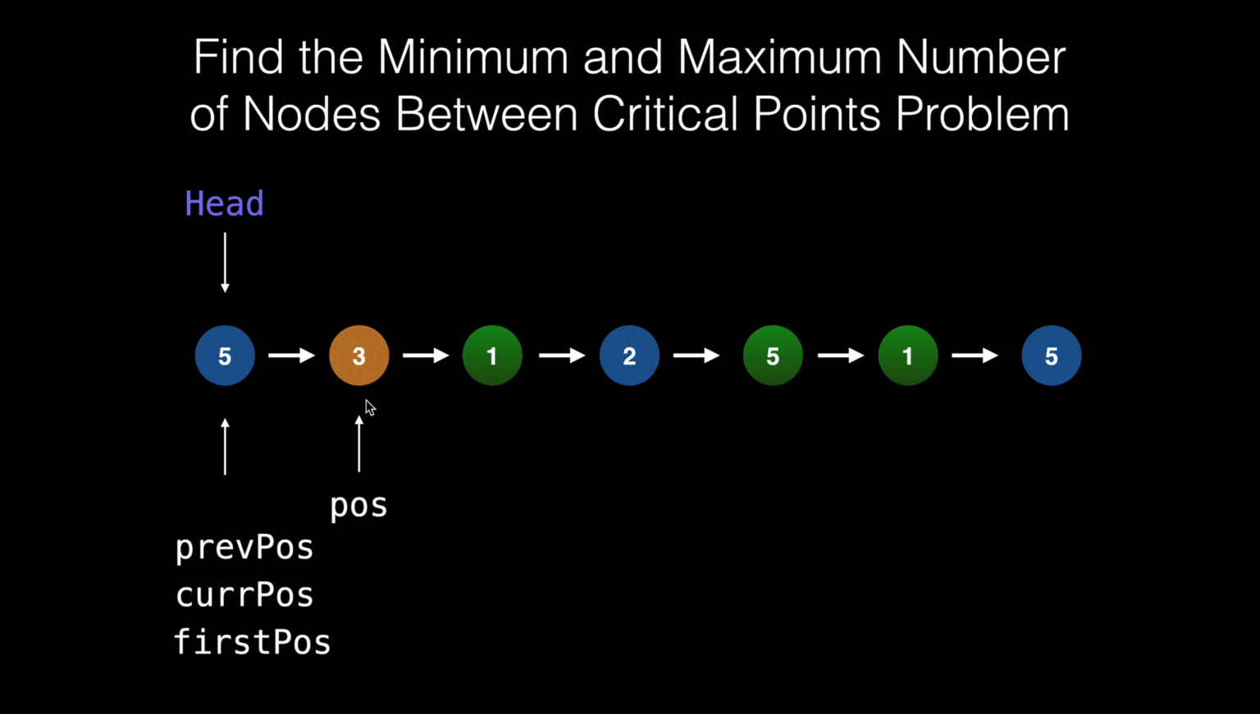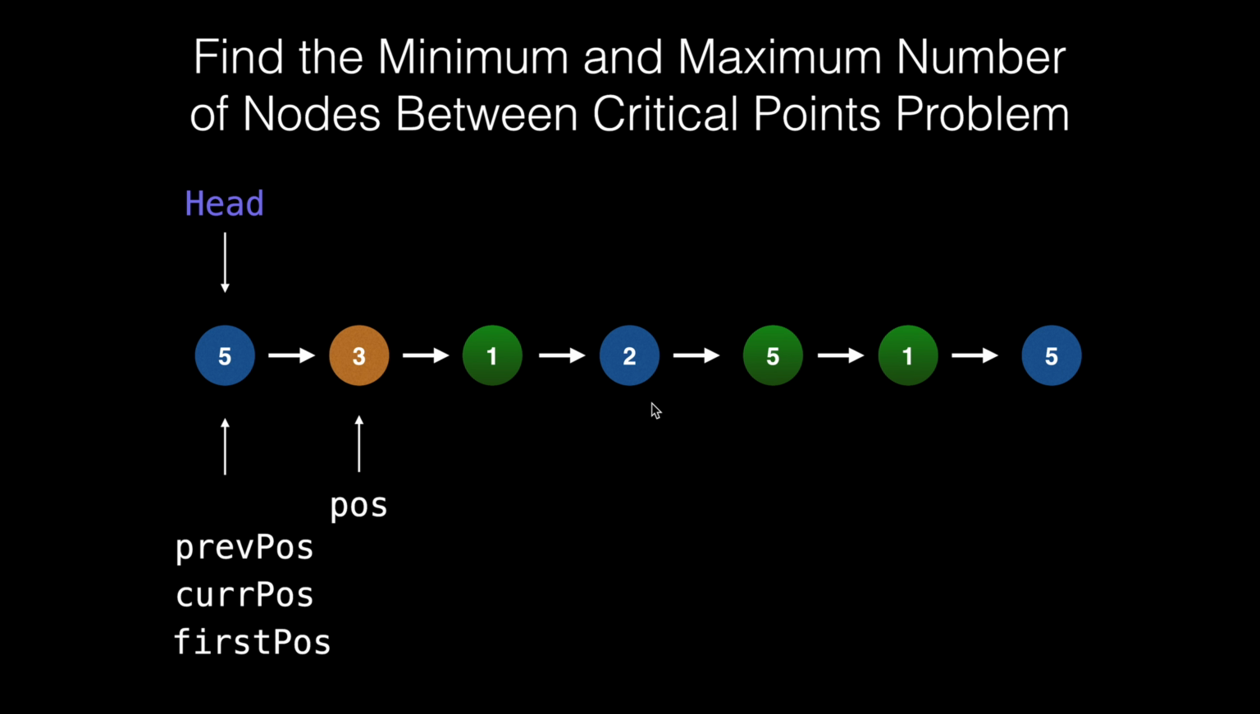And if you remember, the condition for critical points is that for a node to be a critical point, there should exist both a previous and a next node for it. So the head pointer and the last node cannot be critical points. So we will actually start our position from head.next, which is the node with value 3 in this example. Initially the previous position, current position, and first position will all be -1, and our position will be at 3. Let's call it position 0.